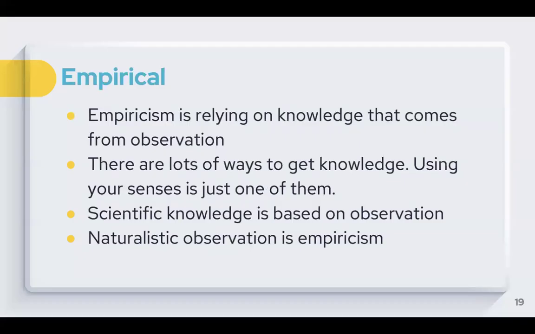Empiricism means that you're relying on the knowledge that comes from observation. And so there are lots of ways to get knowledge. Using your senses is one of those ways, but that's how we do science. We understand scientific knowledge based on observation or empiricism. And so the study that you'll do this week, the naturalistic observation, will be based on empiricism.